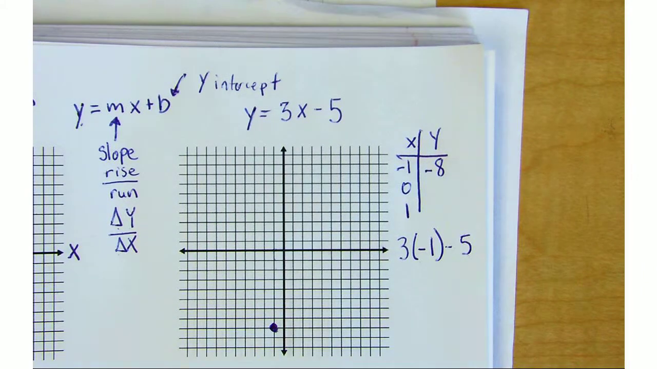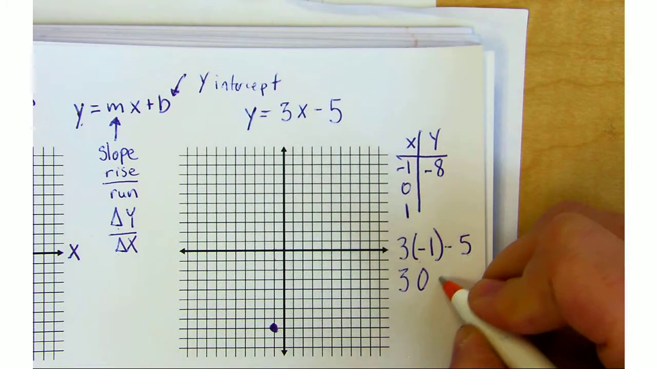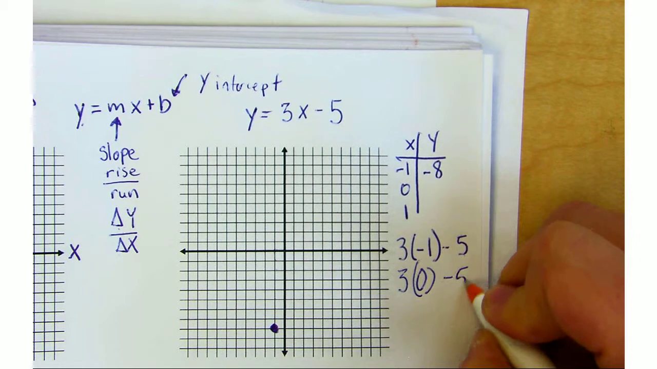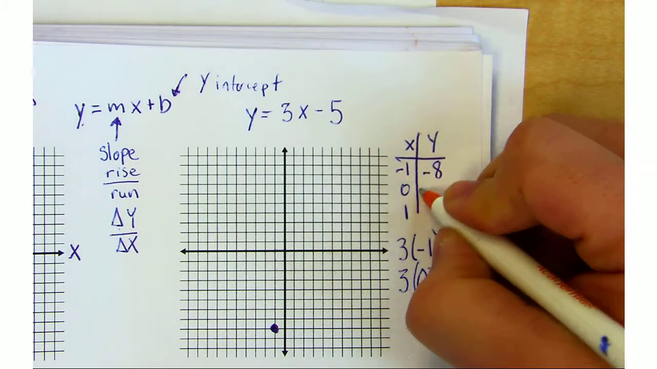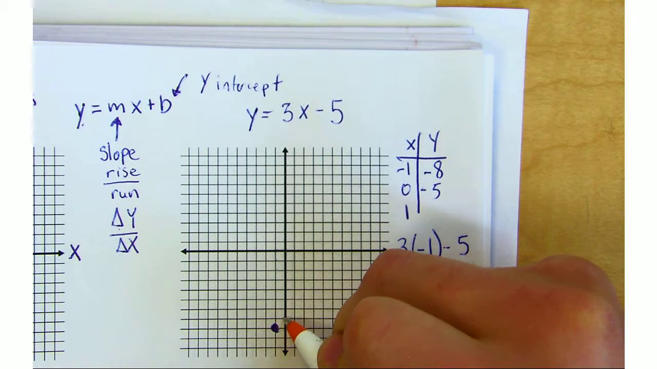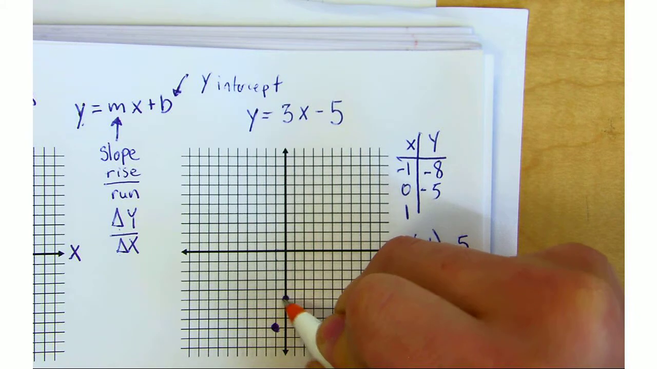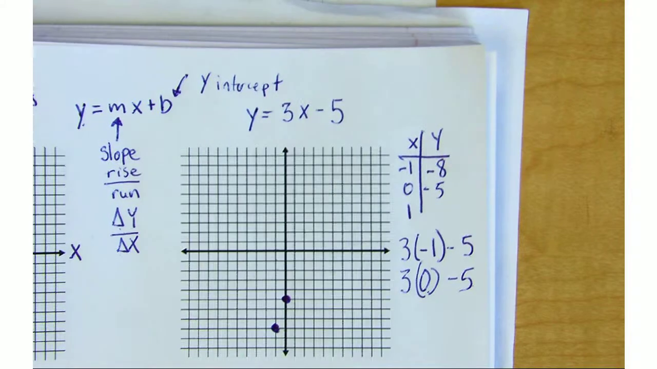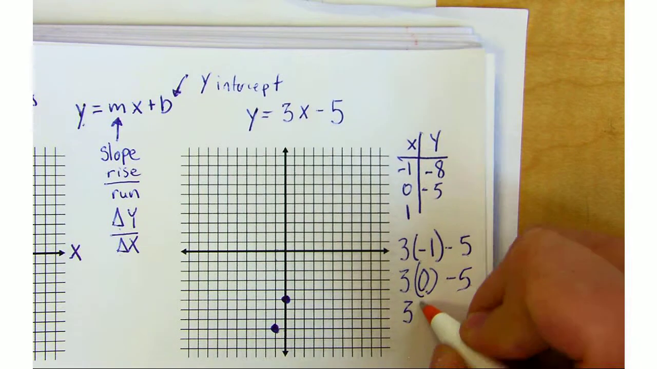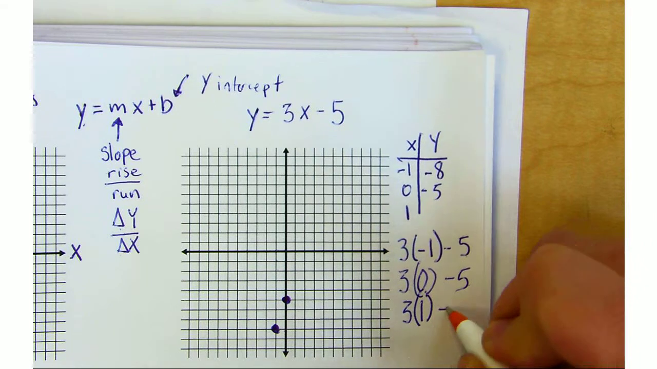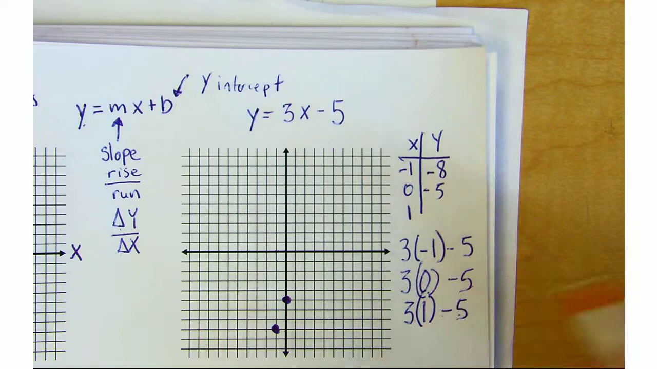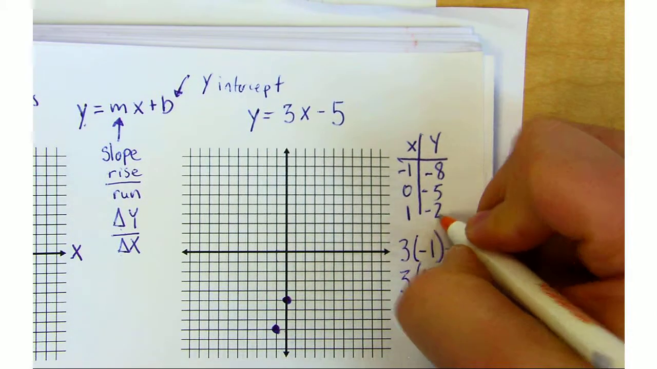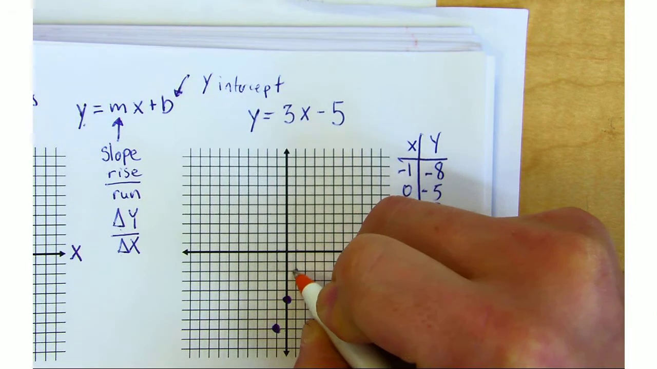Plug 0 in. 3 times 0, minus 5, is -5. So I got -8, -7, -6, -5. And then if I plug 1 in, 3 times 1 is 3, minus 5 is -2. So 1, -2 would be right there.